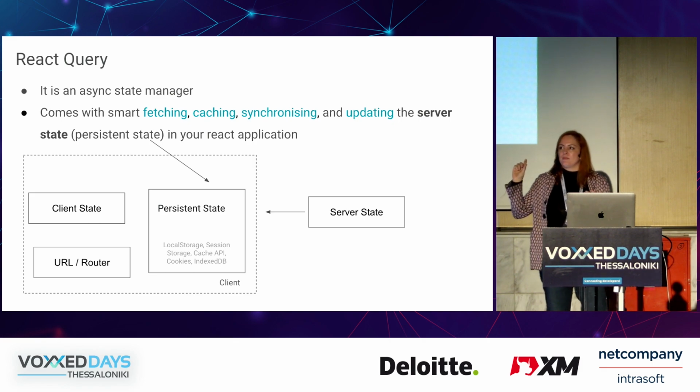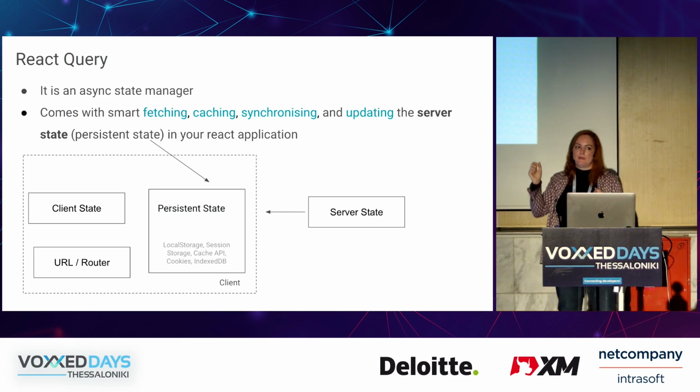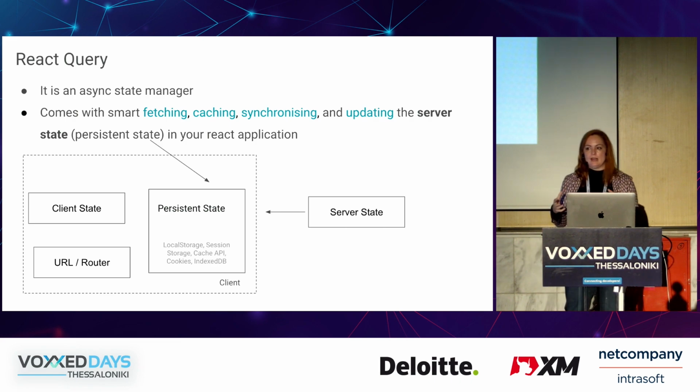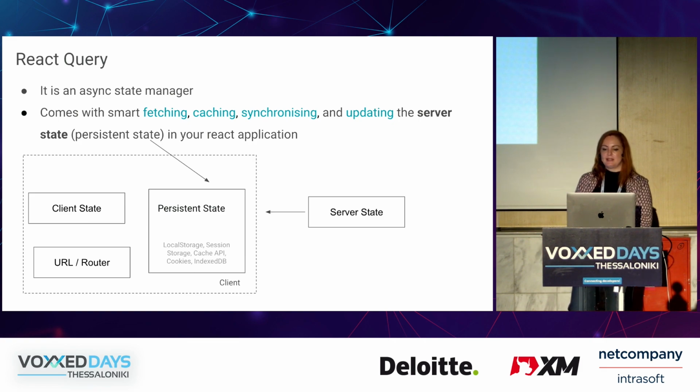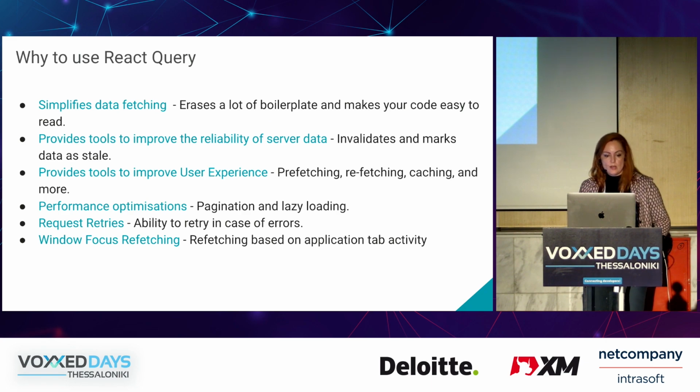Client state is: have I filtered this item? Have I clicked on this button? While the client server state is, on the client, all the information coming dynamically from the backend. And React Query is very smart at fetching this data, checking when this data gets stale in order to know when to do a synchronization, and it has very fast prefetching capabilities. So these are the reasons why we use React Query.